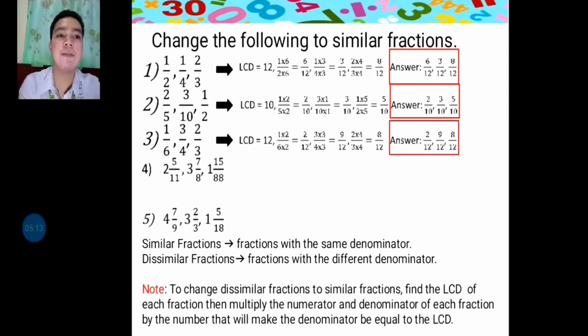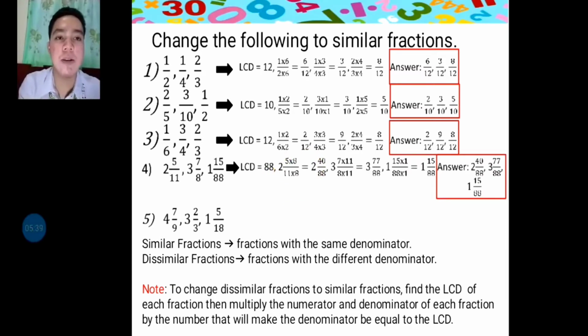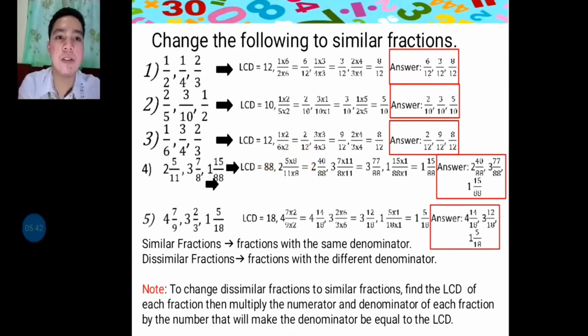Number 4, if our given is a mixed number, you don't have to worry because you just copy the whole number, then do the same process on the numerator and the denominator. So number 4, our answer will be 2 and 40 over 88, 3 and 77 over 88, and 1 and 15 over 88. Number 5, our answer is 4 and 14 over 18, 3 and 12 over 18, and 1 and 5 over 18. You can check if you got the correct answer.